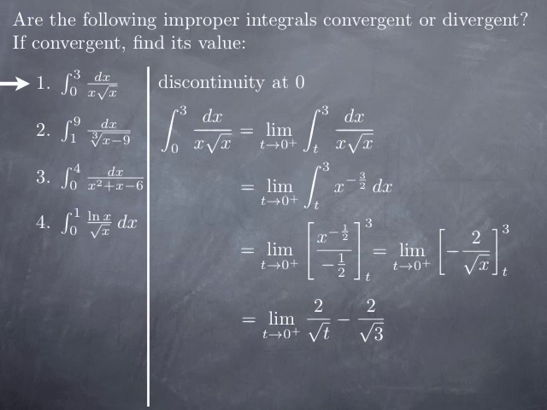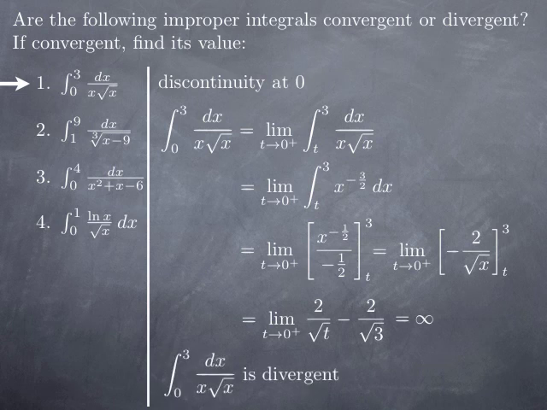And we're looking at the limit as t is approaching 0. As t is approaching 0, root t is approaching 0, and therefore 2 over root t goes to infinity. The other term is a constant, therefore the limit is infinite. And what that means is that our integral is divergent.